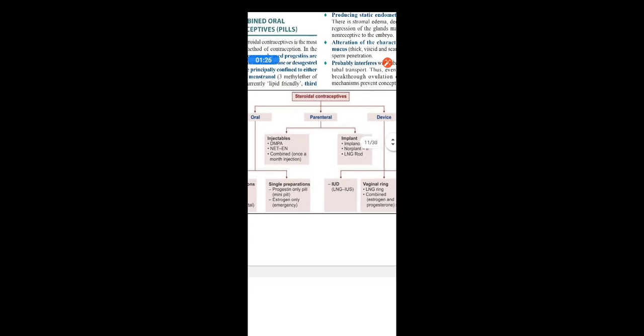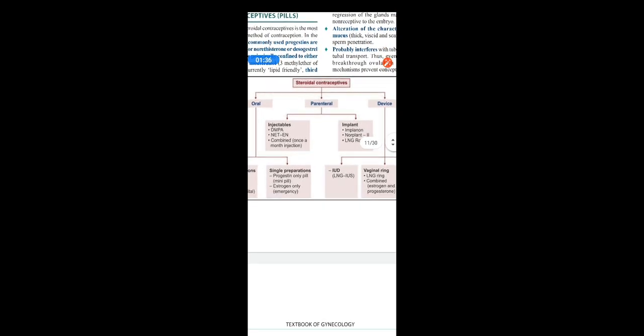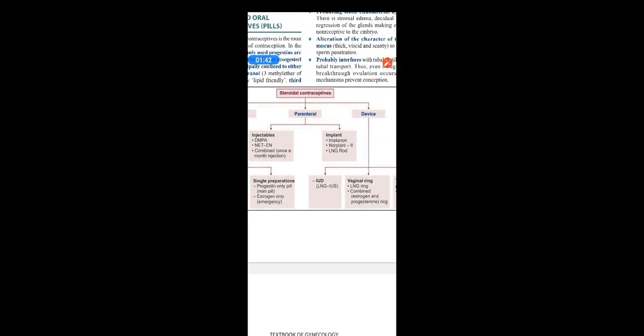And coming to the parenteral, it means when we are giving the medicines other than the oral route, that is in the injectable forms or in the implant forms. Here injectables like DMPA, NET-EN, combined, that is once a month injections are available, and implants like Implanon, Norplant II, LNG rod are available.